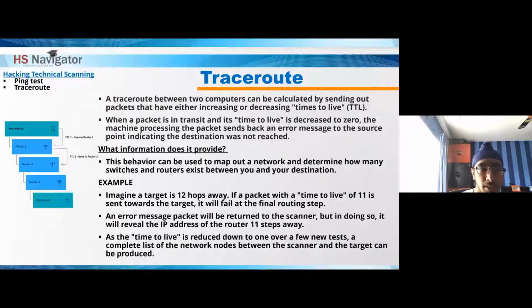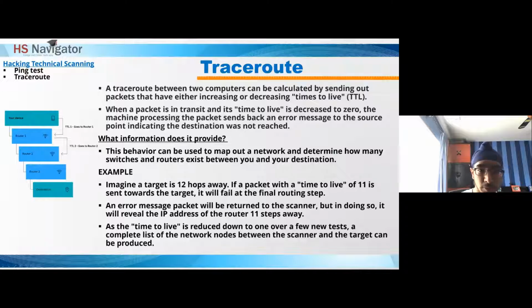Then there's also what's called traceroute. A traceroute is a route between two computers that can be calculated by sending out packets that have increasing or decreasing times to live. When a packet is in transit and its time to live, which is how long that packet can exist, decreases to zero, the machine processing the packet sends back an error message to the source, indicating that the destination was not reached. This is used to map out a network and determine how many switches and routers exist between you and your destination.